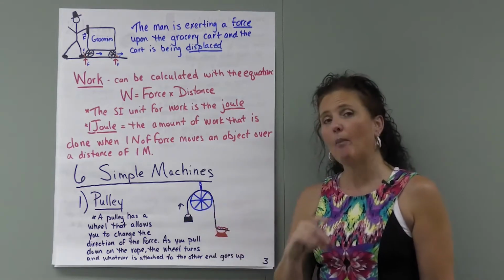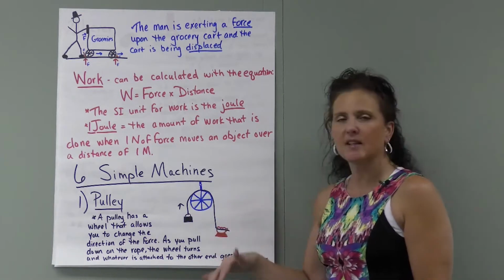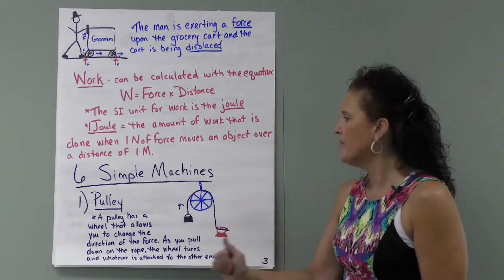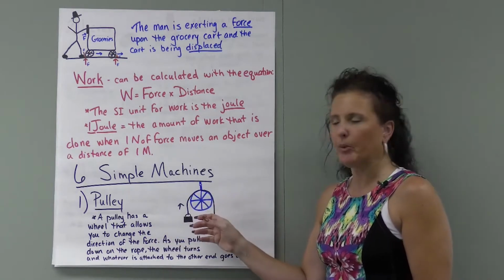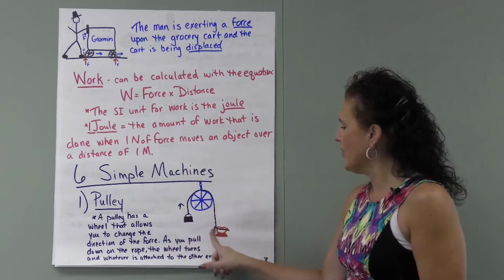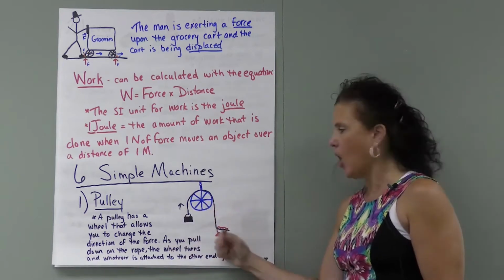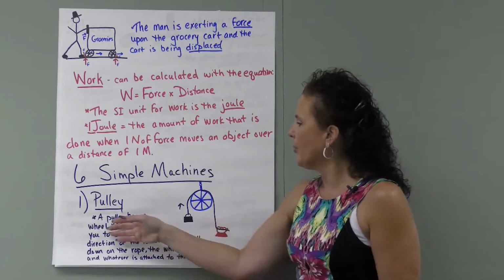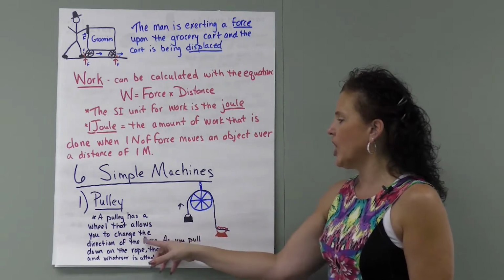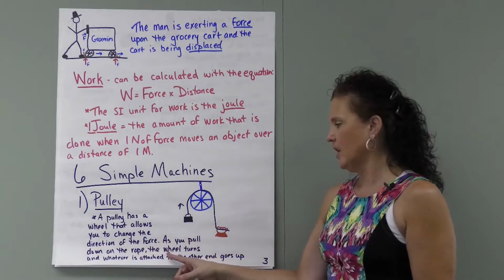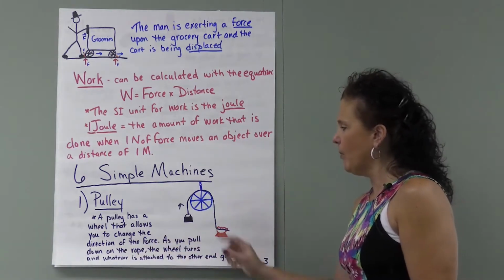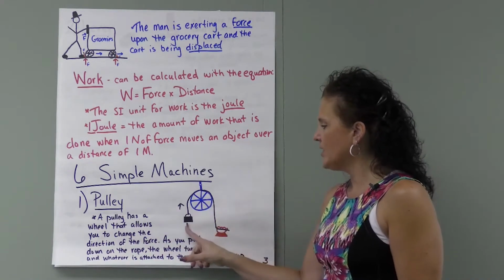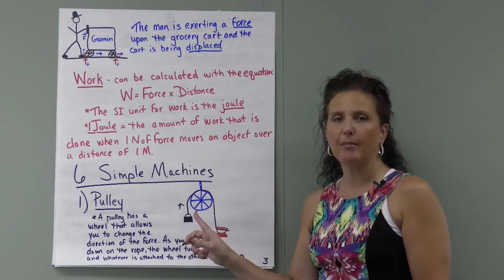So now that we know about work and force, we can look at the 6 simple machines to see how they work. So we have this pulley, if you've ever seen a pulley, and there's a rope going up over this pulley. This is our hand pulling on the rope, and this is some kind of weight attached to the other end of the rope. So a pulley has a wheel that allows you to change the direction of the force, and as we pull down on the rope, the wheel turns, and whatever is attached to this rope goes up, right?